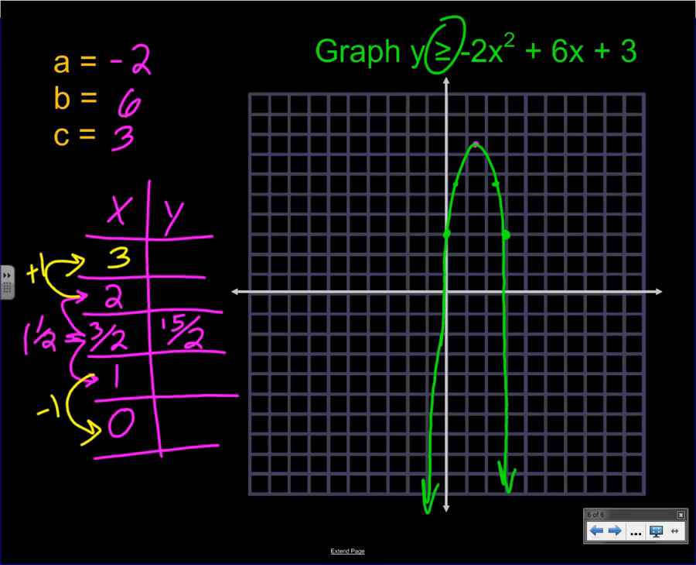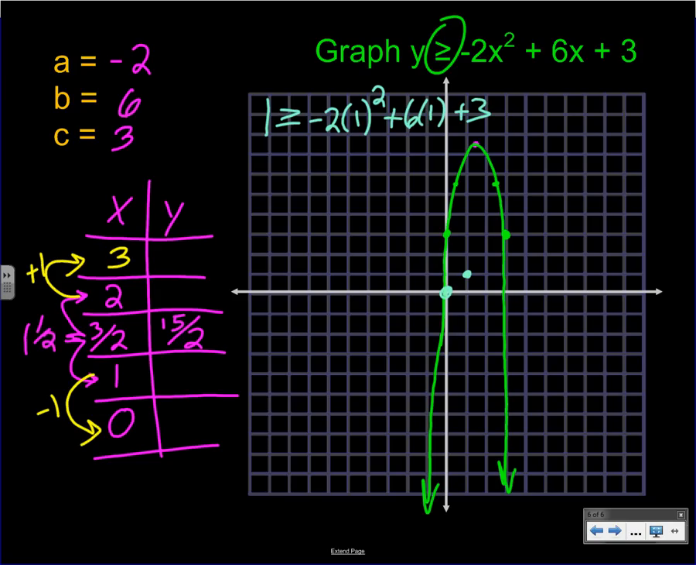And from here, we need to pick a test point. I don't like 0, 0 because it's too close to the parabola. If we look, 0, 0 looks pretty close there to the parabola. So let's still pick a number. Let's pick 1, 1. 1, 1 is the one we're going to choose. And let's plug that into the inequality. So is 1 greater than negative 2 times 1 plus 6 times 1 plus 3?